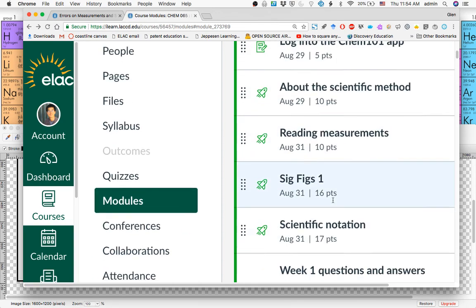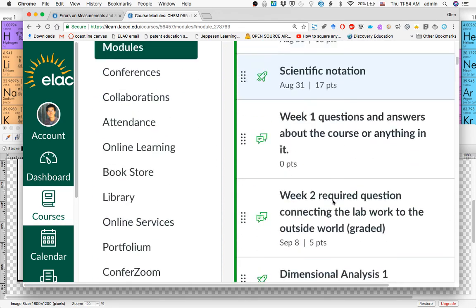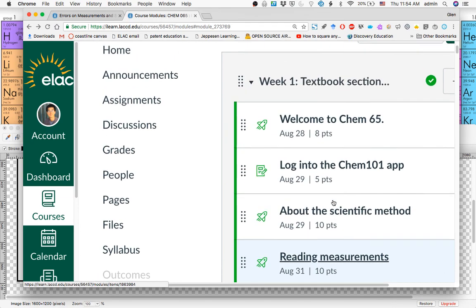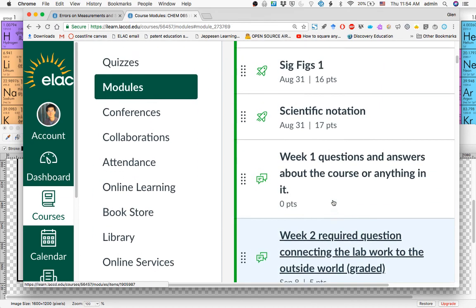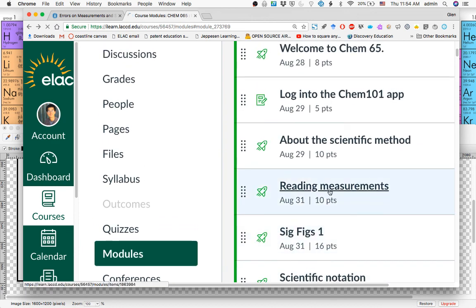Let me show you my mistakes so that you don't make these mistakes in the lab later on. Come on. Where's it? Measurements homework. What, I didn't give you measurements homework? Oh, here it is. Reading measurements homework. There it is.